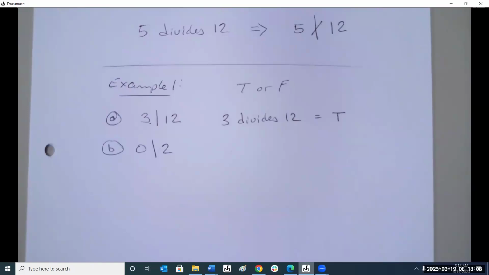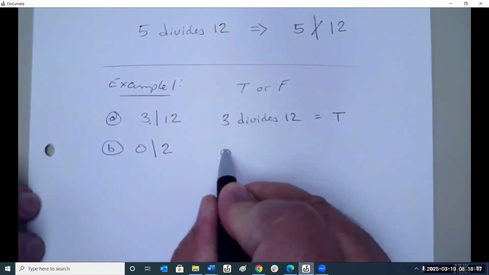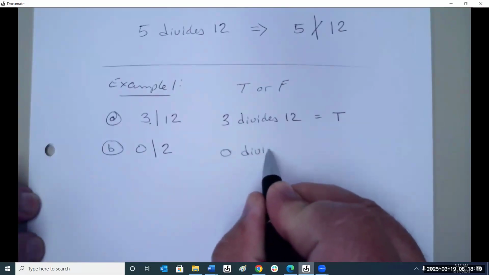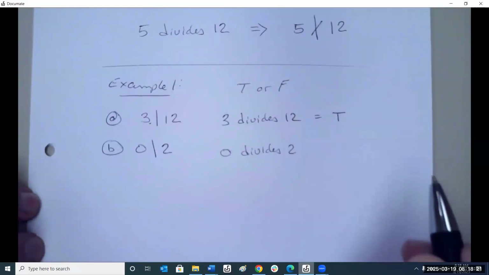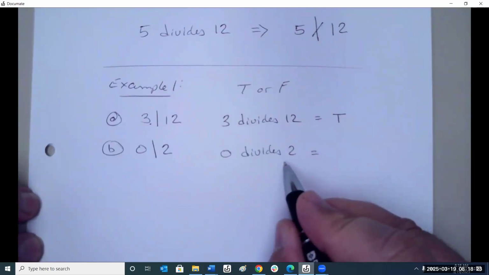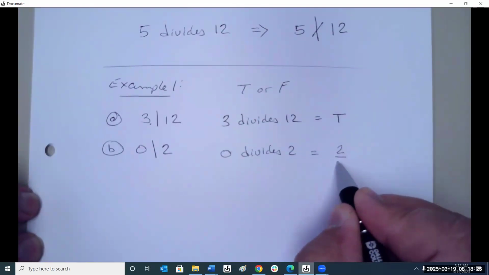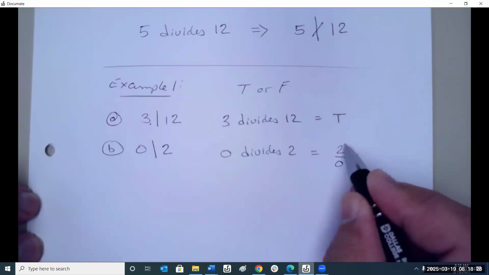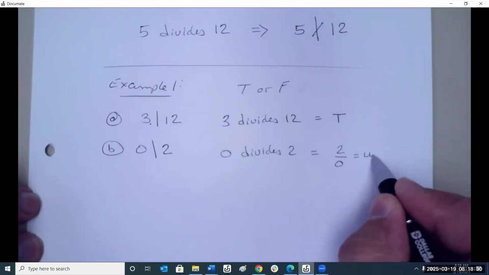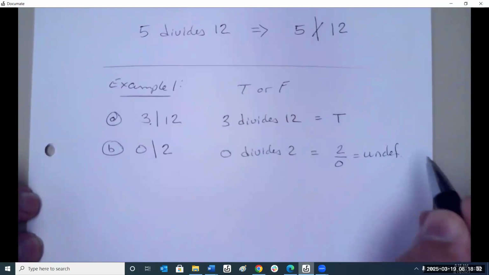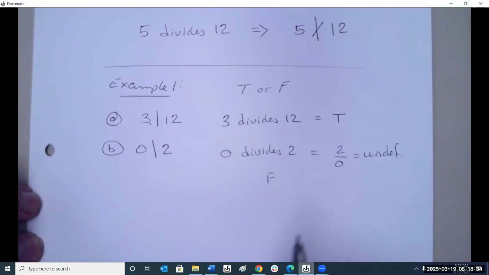How about this one? Why not? So how would this look? And anything over 0 is what? Undefined. So this is false. 0 does not divide 2.